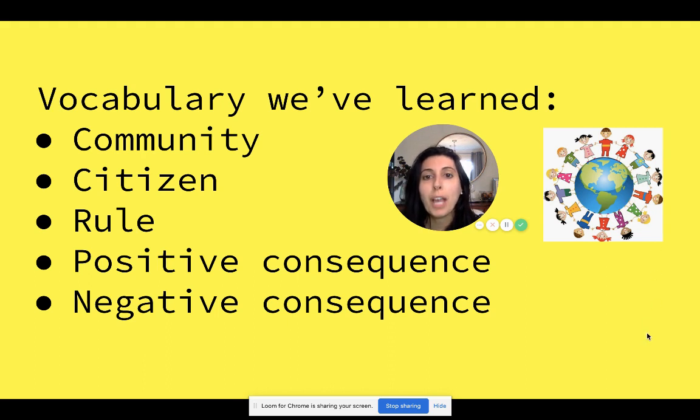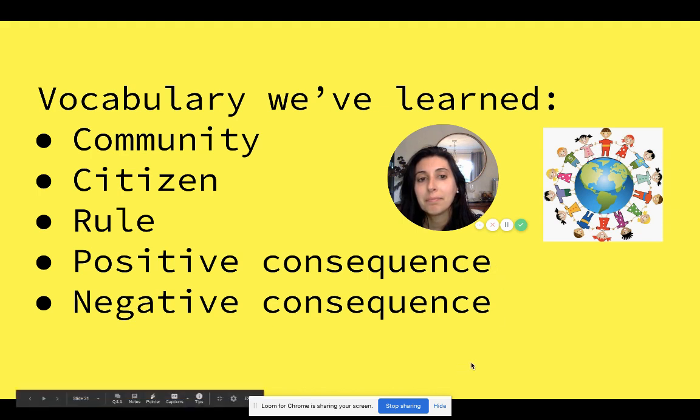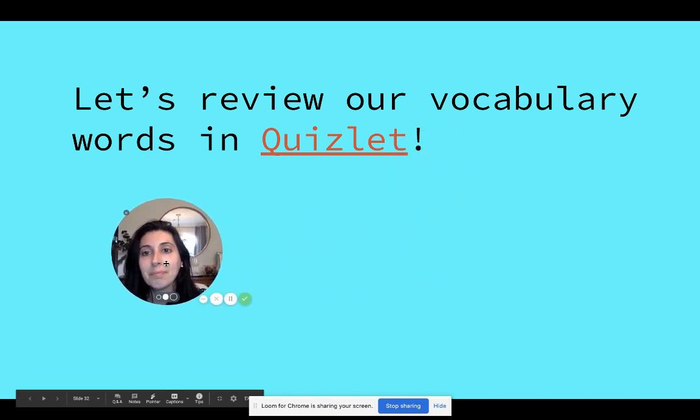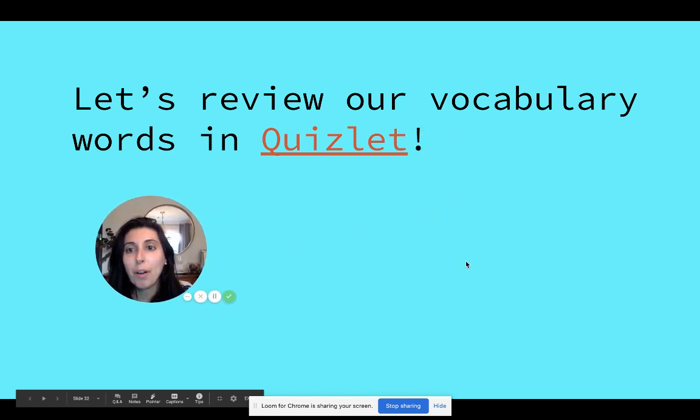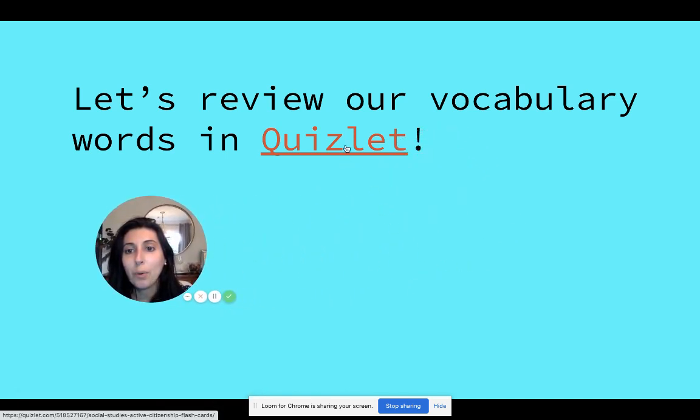Here are the new vocabulary words that we have learned. We've learned the word community, citizen, rule, positive consequence, and negative consequence. So let's review our vocabulary words in Quizlet.